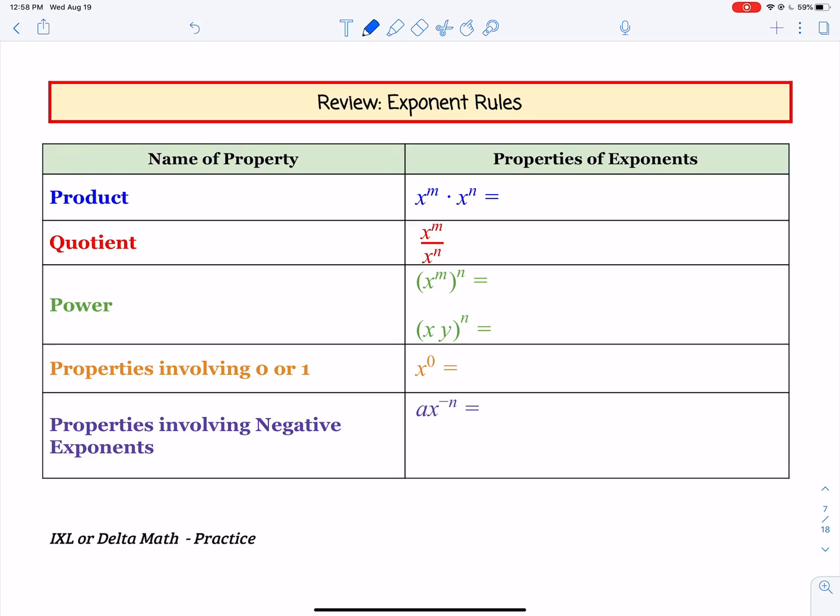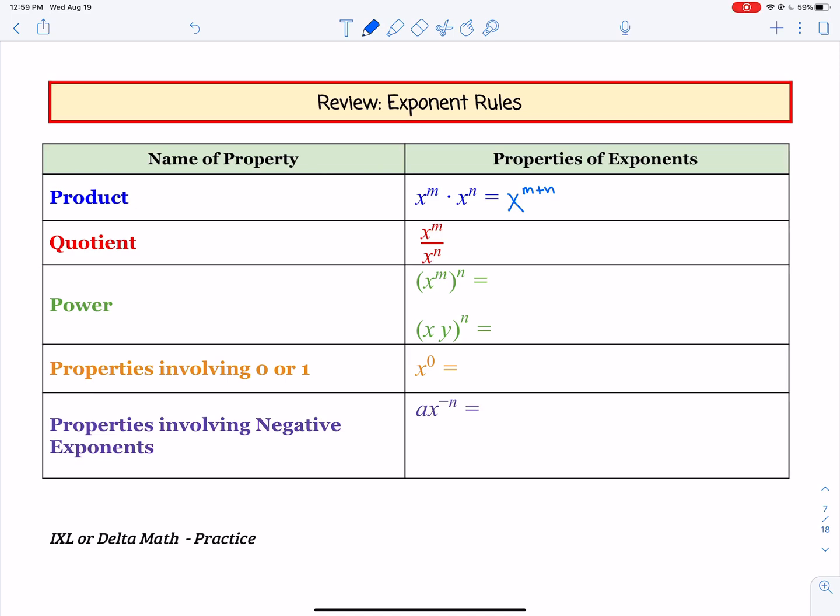In this video, we're going to review exponent rules. So we have the product property for exponents. For example, that looks like x to the m power times x to the n power. What we do when we're multiplying with like bases is we add those exponents together.